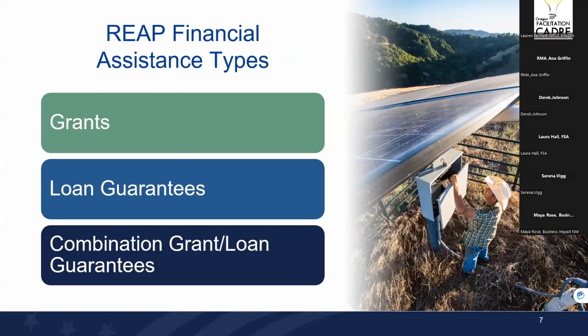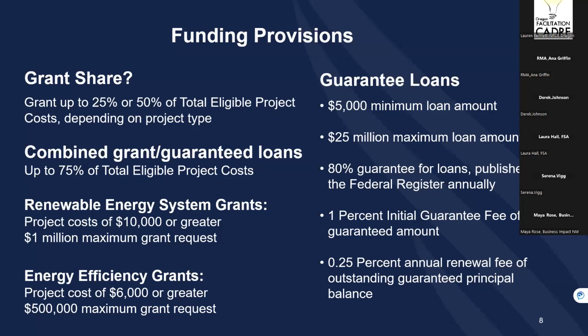Looking at types of financial assistance we can do with REAP, we have grants, loan guarantees, and the possibility of a combination of a grant and a loan guarantee. Looking at funding provisions, the grant share is either 25% or 50% of the total eligible project costs, depending on the type of project. I'll touch on that a little later in the presentation.